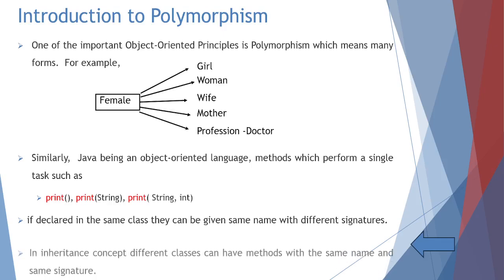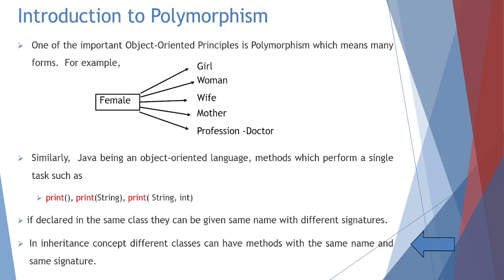But if they are declared in inheritance concept, inheritance means different classes share the properties. Different classes can have methods with the same name and must have same signature. Very important. So let's understand in detail.